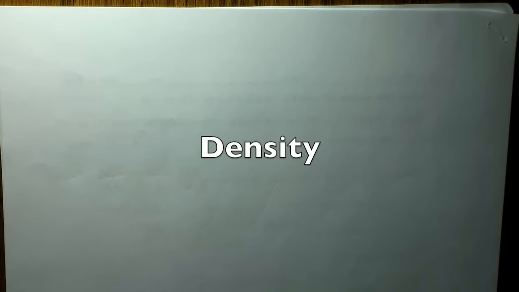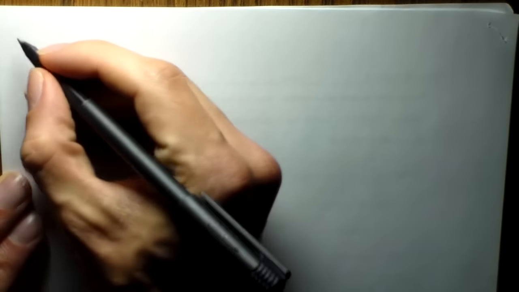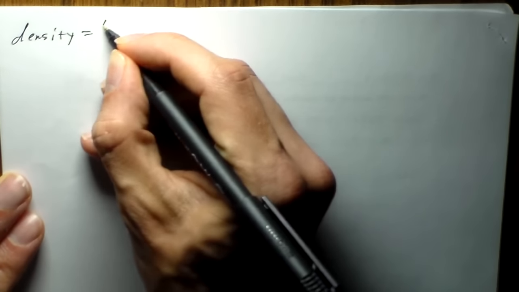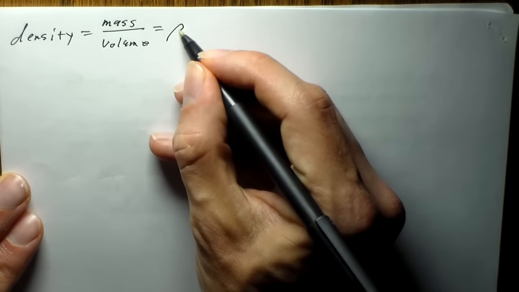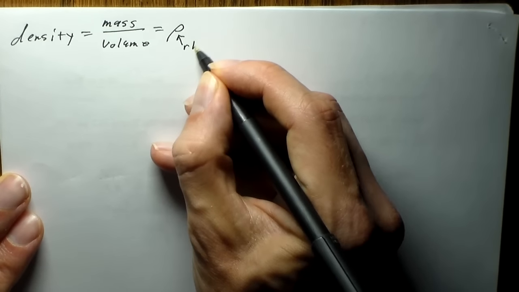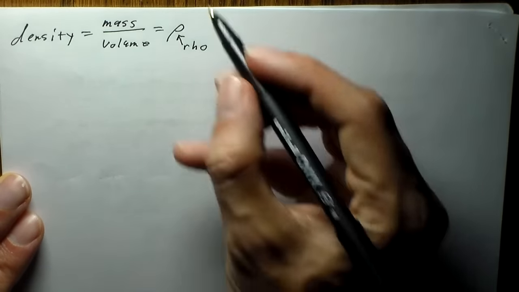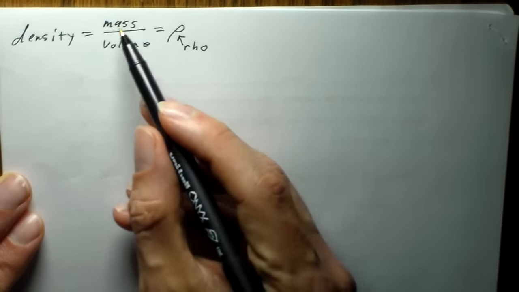Okay, so today we're going to be talking about density. Density is equal to mass per unit volume, and usually it is represented by the Greek letter rho. So, rho, your boat. All right, and the units on density are, of course, mass per volume.